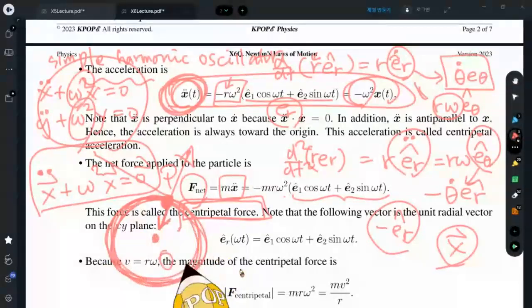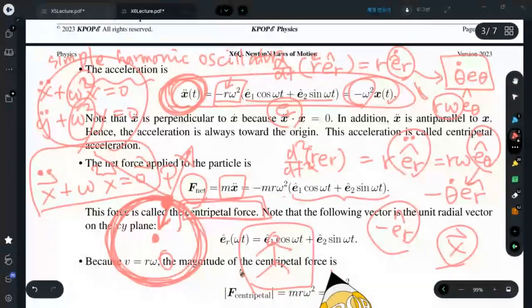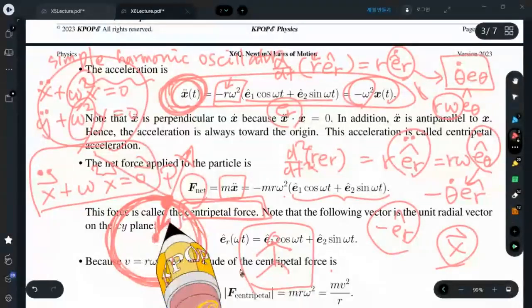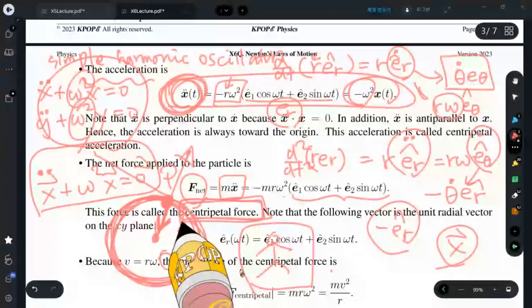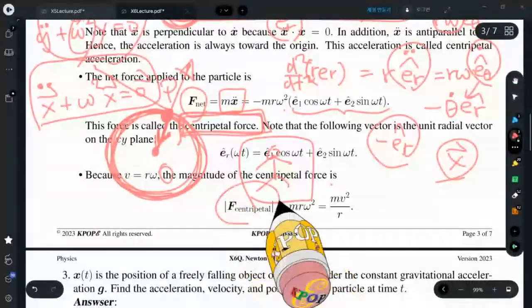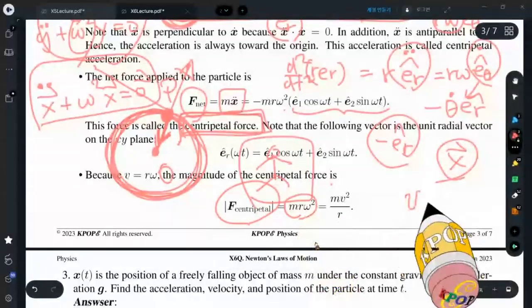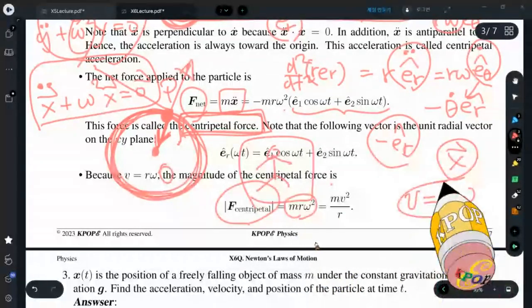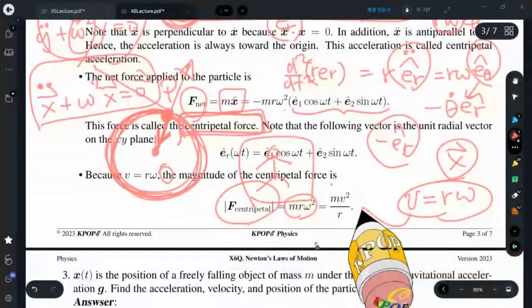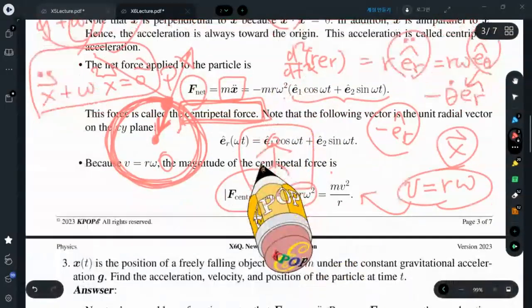When we describe a uniform circular motion from outside in an inertial reference frame, you can always find that the force is toward the center, and that force is a genuine force called centripetal force. The magnitude of the centripetal force is m r omega squared. We know the speed is r omega, so I can make use of this identity to replace it: m v squared over r.